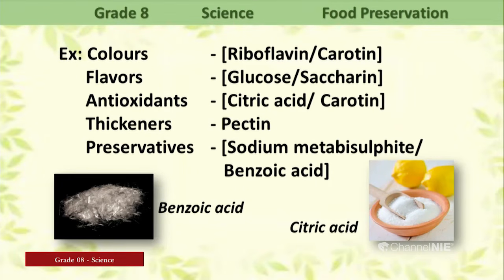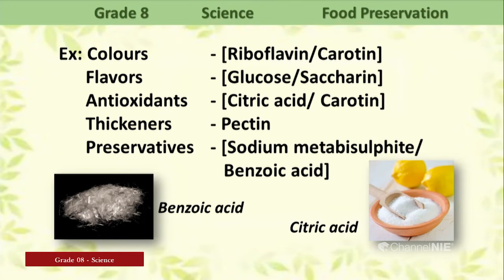Riboflavin and carotene are used as colors, right? They are used as colorings. Then glucose and saccharin, they are specially used as flavors. Then citric acid and carotene are used as antioxidants. Then pectin is a food additive that is used as a thickener. Then sodium metabisulfite and benzoic acid are used as preservatives.